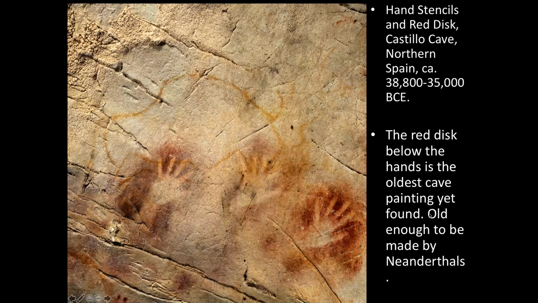So again, this red disc is the oldest cave painting yet found. It's actually old enough to be made by Neanderthals. And if you're not familiar, Neanderthals are the most closely related species to Homo sapiens. Some even consider them to be a subspecies. They have very large brains, and they developed outside of Africa. And if you're European or Asian, you most likely have a little bit of Neanderthal in your DNA, because when Neanderthals encountered Homo sapiens, somebody thought somebody else was attractive. So there is some of that DNA in Europeans and Asians.